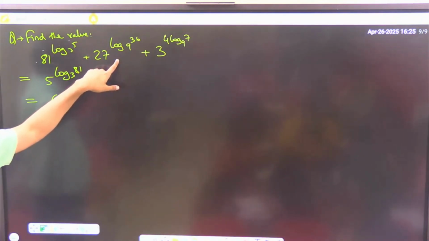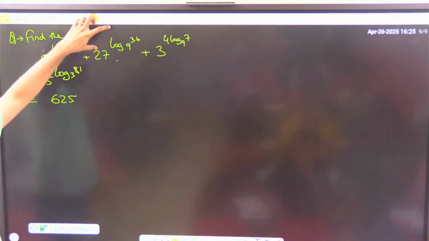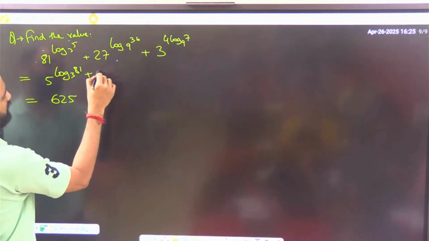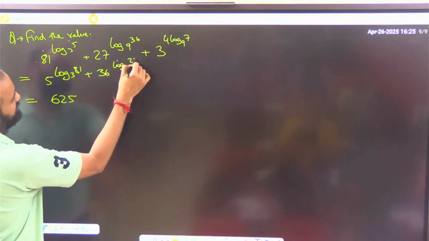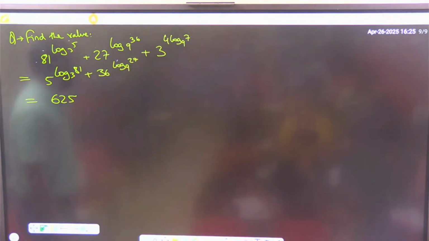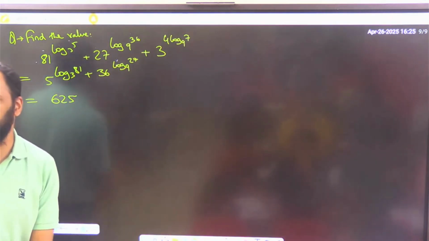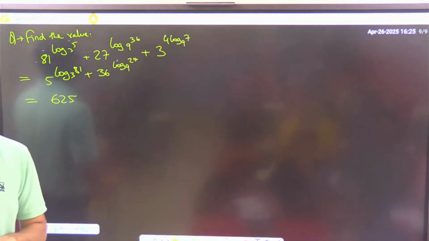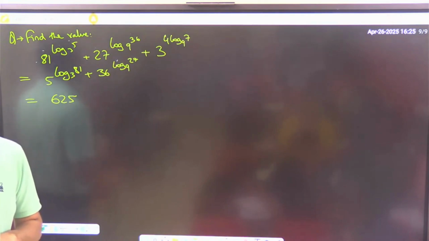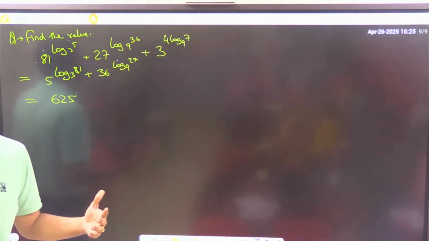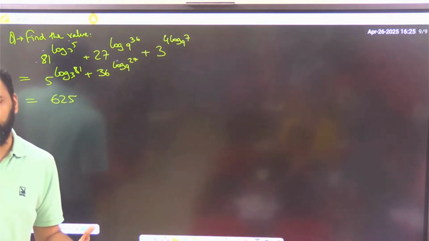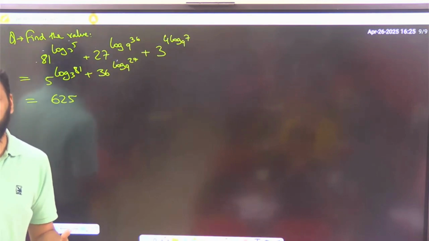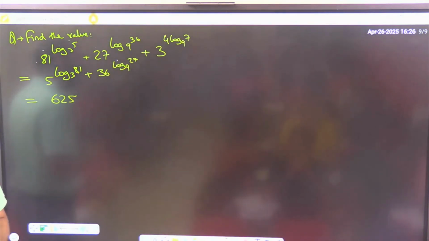What do we do with the second term? Same thing. We switch 36 and 27. So this is 36 to the power log of 27 to the base 9. Now what do we do with log 27 to the base 9? 27 can be written as 3 cube and 9 can be written as 3 square. So which property should be applied? The p by q one. Power of the number will come out in the numerator, power of the base will come out in the denominator.